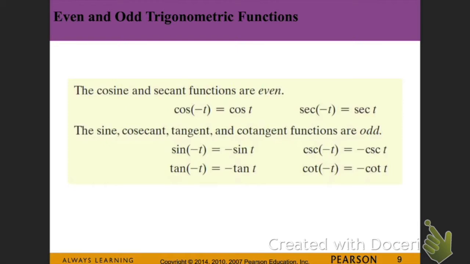So cosine and secant are even trig functions, which means if I ever want to find cosine of a negative angle, like cosine of negative t, I know that it's just equal to cosine of the positive angle. Same thing with secant. For sine, cosecant, tangent, and cotangent, they are all odd. So if I want to find sine of negative t, I know that that's just equal to negative sine of t.